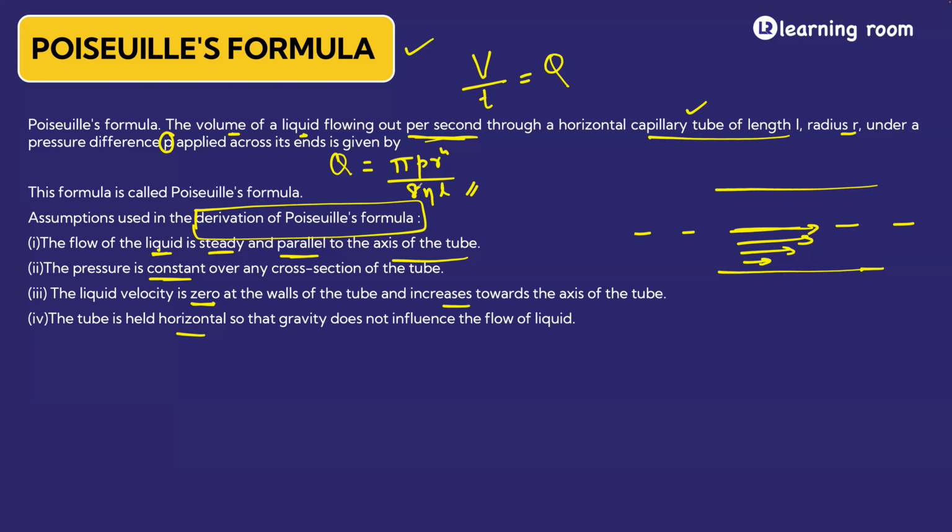So what are the assumptions that are taken into consideration? First one, the flow of liquid is steady and it is parallel to the axis of the tube. Second, the pressure is constant at any cross-sectional area. Third point, the liquid velocity is zero at the walls. So wherever it is in contact, the liquid velocity is considered to be zero and its velocity will increase as we move towards the axis. And what was the last point? The tube is horizontal so that the effect of gravity on it is going to be zero. It is only flowing because of the pressure difference.